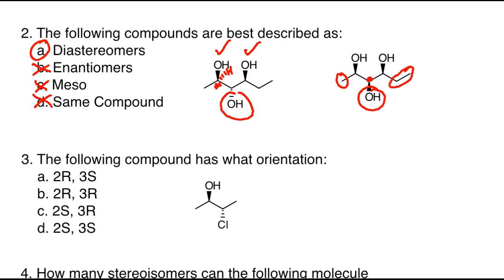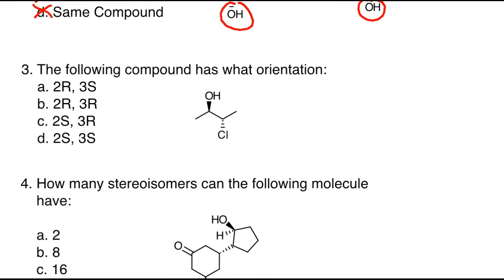The enantiomer would require a change at every chiral center, and then the same compound would mean that these need to be exactly what it says, the same compound. So all of the R's and S's would have to line up, and they don't. So that would be the answer for 2.